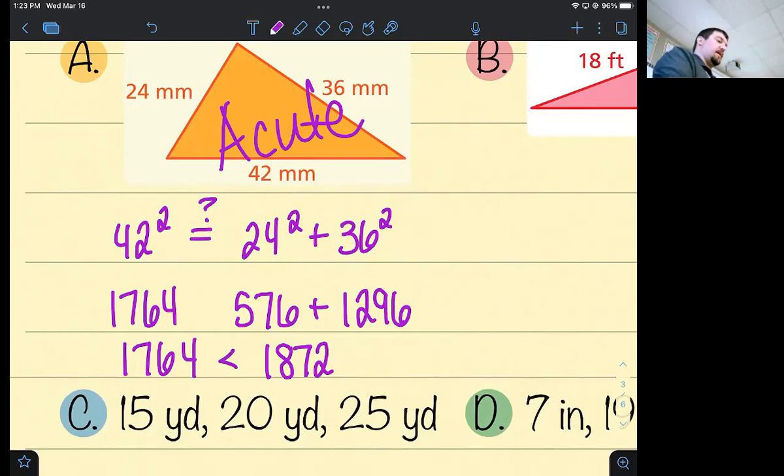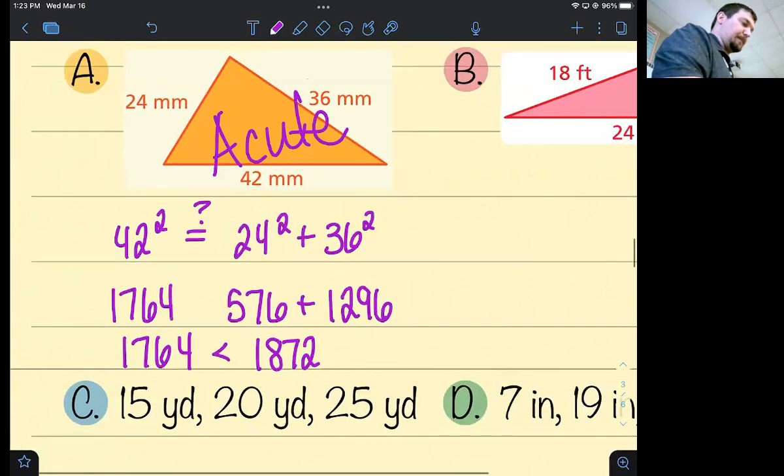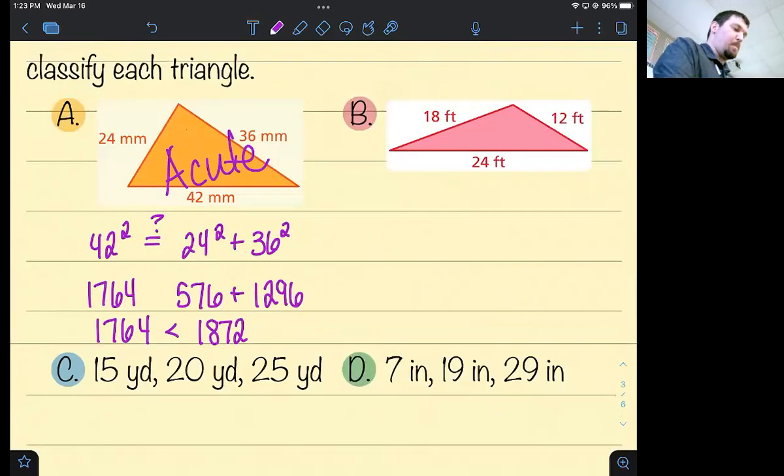So I like this because right and not right, that's lame. How about right versus acute versus obtuse? I like that better. What do you think about B? Would it be a safe bet to say obtuse for this triangle?